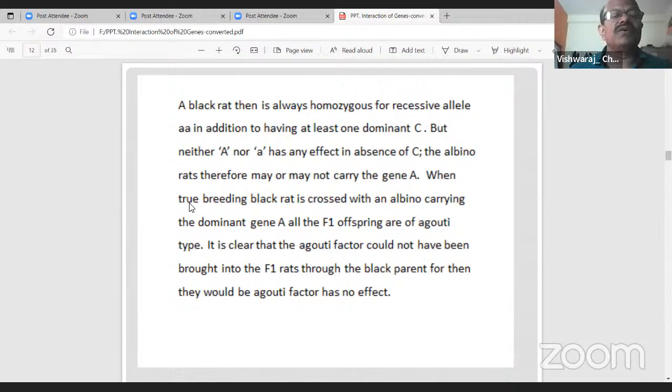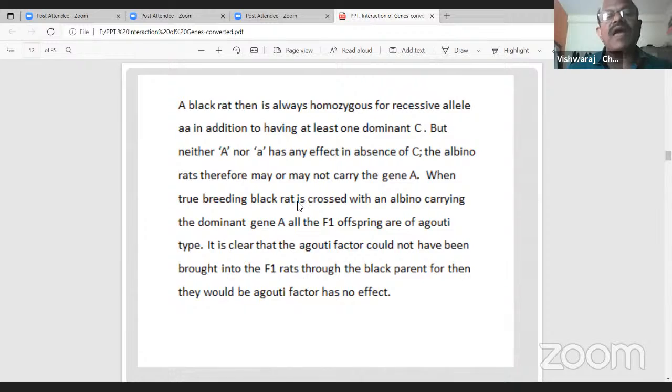When a true breeding black rat is crossed with an albino carrying the dominant gene A, all the F1 offspring are of agouti type.